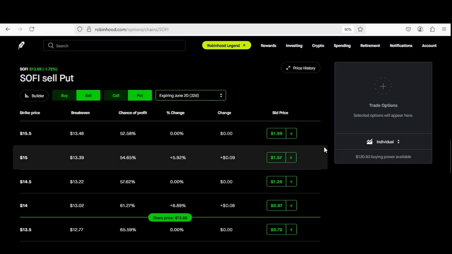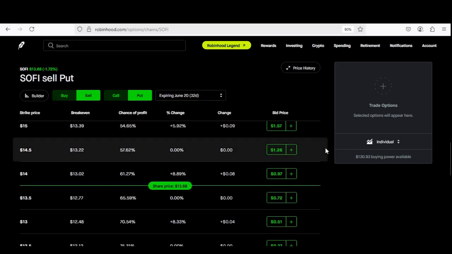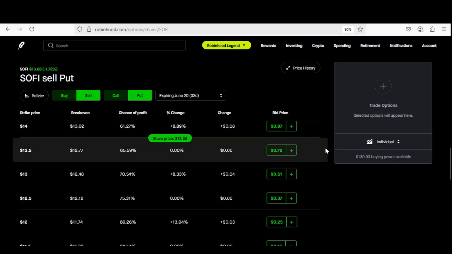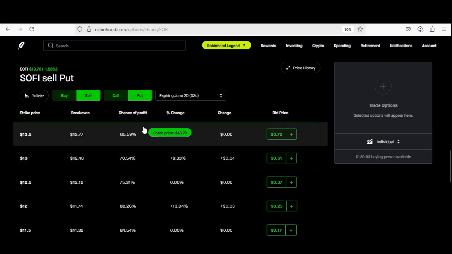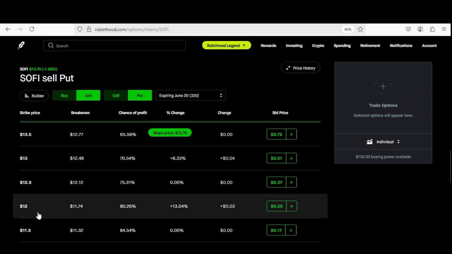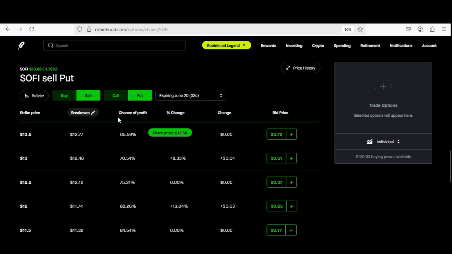Now we're going to go ahead and we're going to choose your strike price. We're going to choose your strike price below the current share price. The current share price is $13.68, but we're going to choose a strike price of $12. Now the strike price of $12 is going to give us an 80% chance of profitability. As you can see, profitability to the top here.